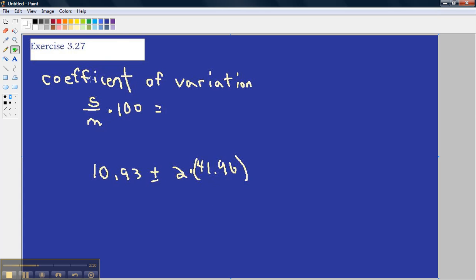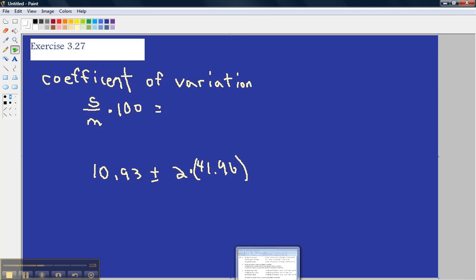It's called the coefficient of variation. Well, with your coefficient of variation, this is your standard deviation divided by the mean, times 100, and it'll just change the value to a percent.